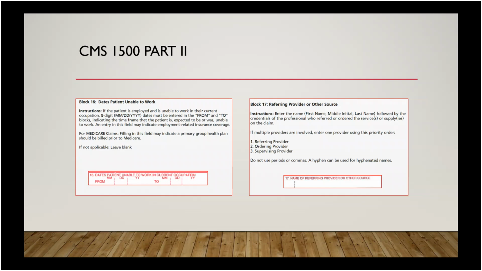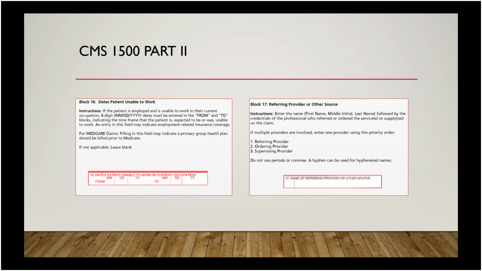Block 17 or 16 and 17: dates patient was unable to work. That is if you have an injury and you've been injured at work, and the doctor takes you off. They want to know from the date that the doctor initially took you off work to the day that you can return to work. So that is going to assist in that. For Medicare claims, filling this field may indicate the primary group health plan should be billed prior to Medicare.